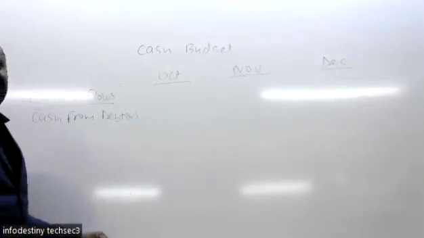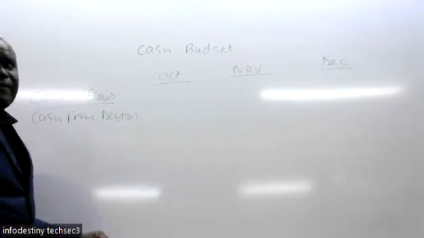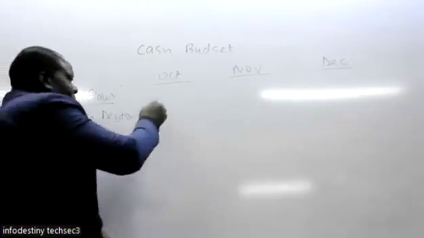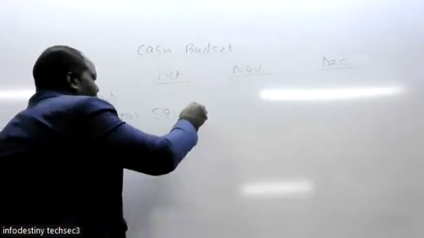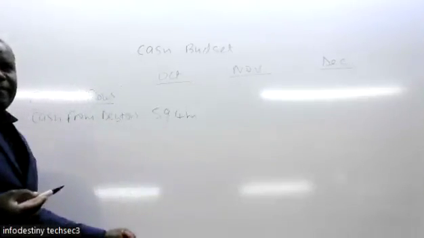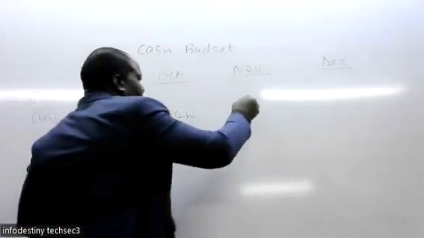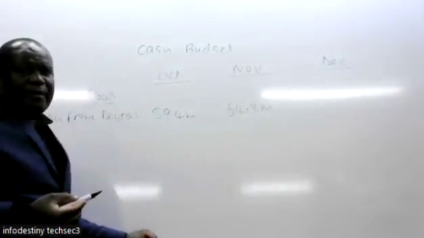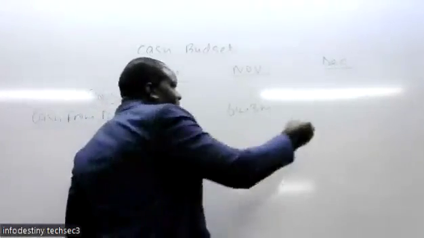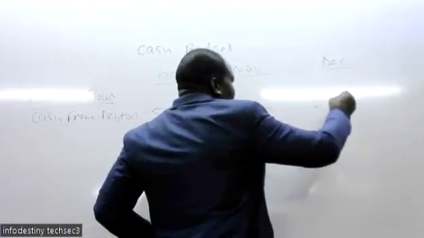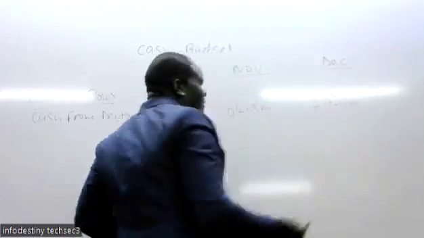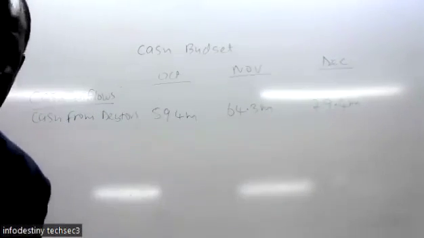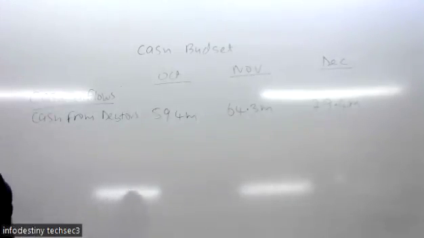So how much have you added for October? 59.4. How much is there for November? 64.3. Then how much was there for December? 79.4. So that is now our cash from debtors.